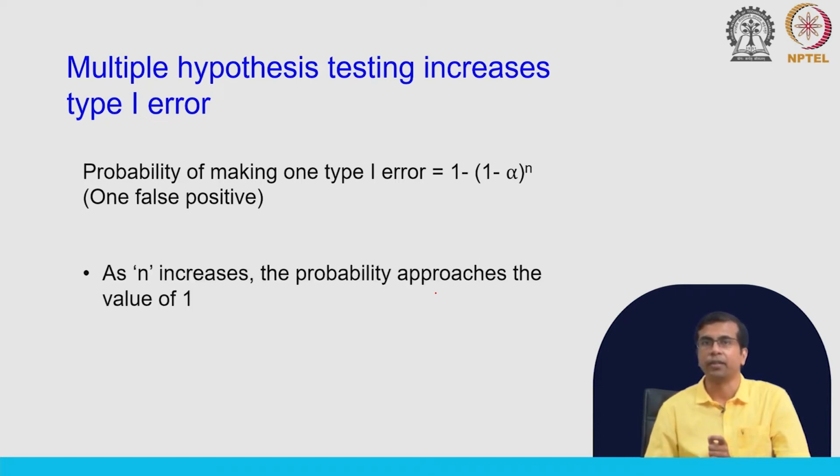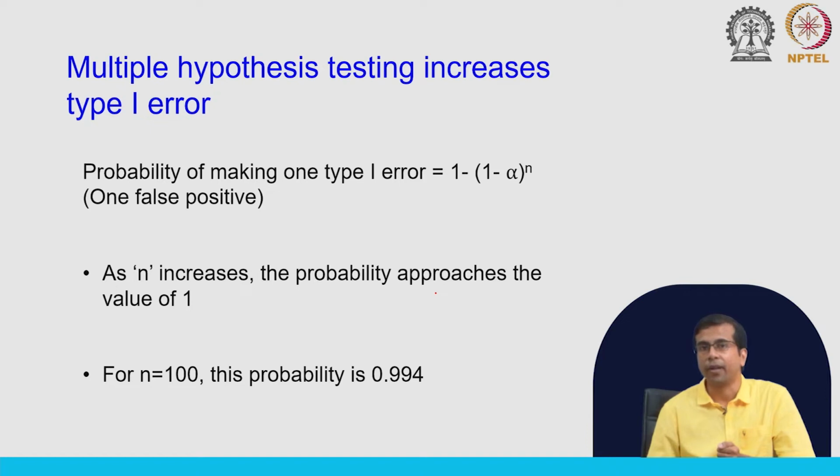Earlier it was 0.05. Now, as n increases, the probability will approach the value of 1. As you can see, alpha is a fraction. So, alpha is 0.05, and 1 minus alpha is 0.95. If you make it 0.95 to the power n, then for n equals 100, this probability becomes 0.994. So, what it means is that we are almost sure now that if the probability is close to 1, we will definitely make one false positive call. So, as we do multiple tests, the probability of making this false positive call also increases manifold.